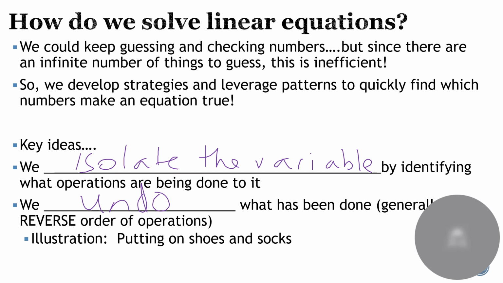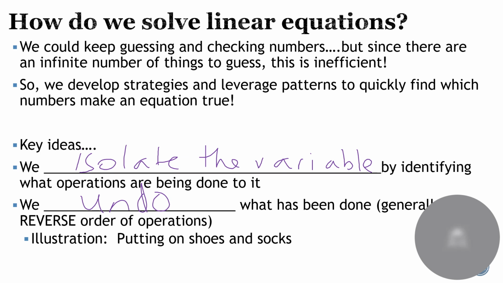When I go to undo that, I have to go in reverse order. So the shoes are the last thing that I put on. Therefore, they are the first thing that I take off. I cannot take off my socks unless I take off my shoes first. Then once the shoes are off, now I can take off my socks. And then once my socks are off, I can take off those toe caps, okay?